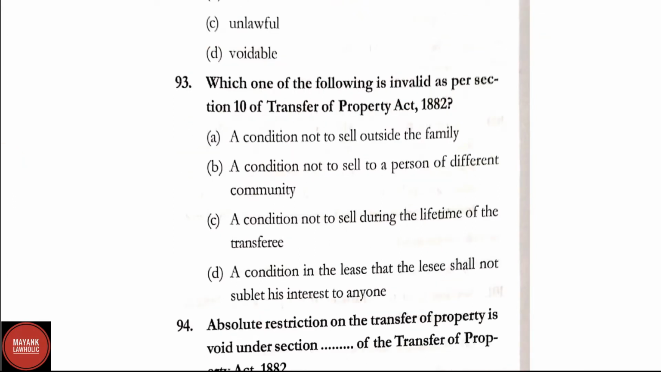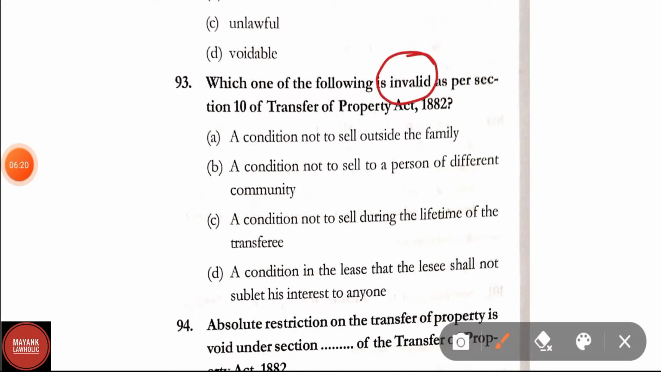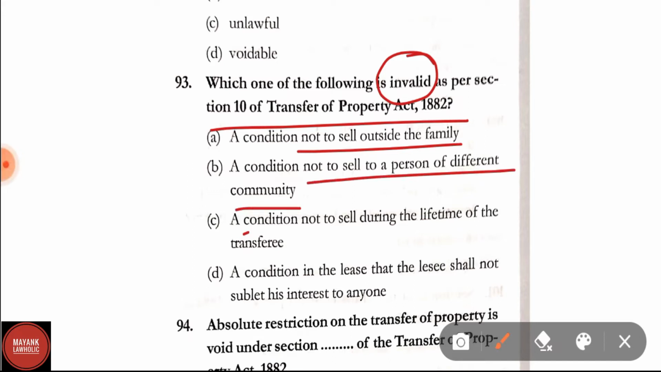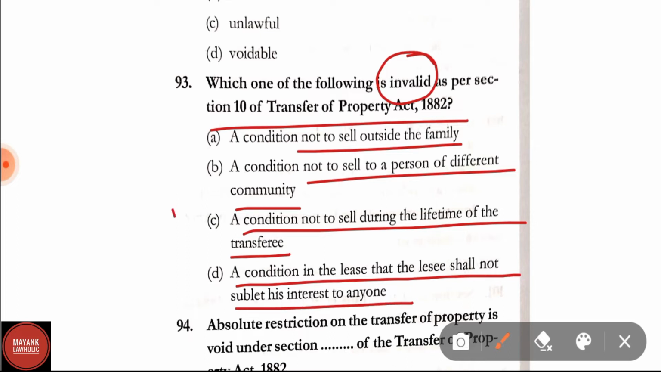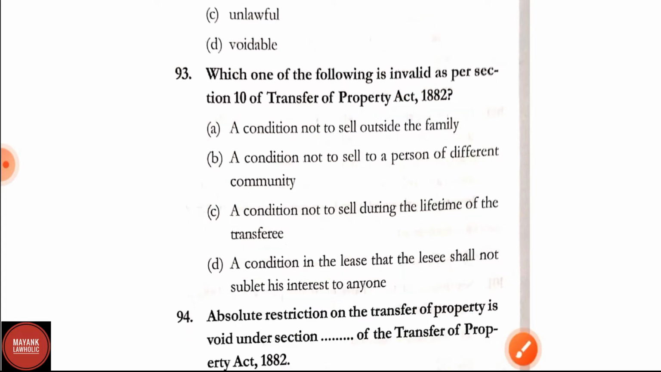Question number 93. Which one of the following is invalid as per Section 10 of the TPA? A condition not to sell outside the family, a condition not to sell to a person of different community, a condition not to sell during the lifetime of the transferee, a condition in the lease that lessee shall not sublet his interest to anyone. Here correct answer is option C, that is a condition not to sell during the lifetime of the transferee is invalid as per Section 10 of Transfer of Property Act.